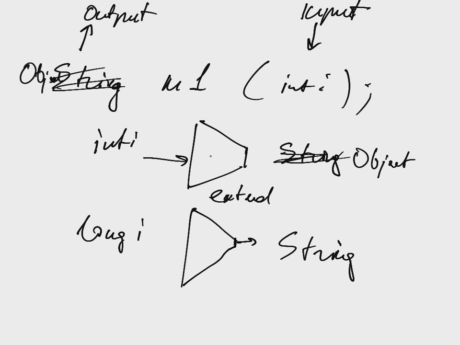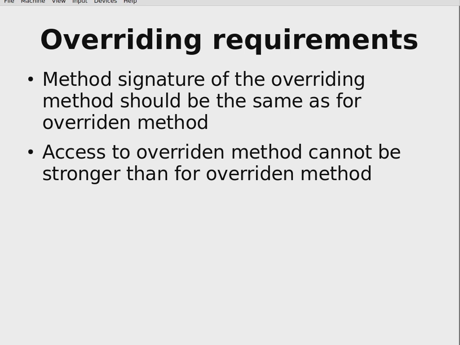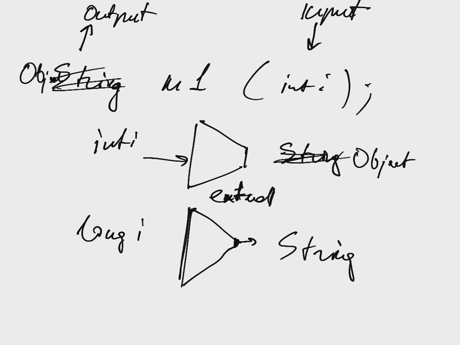Every time you pass some data, return some data, and you extend it or implement, which we'll talk about tomorrow, bigger inputs and smaller outputs will always be okay. And that's how I think you should properly remember. For example, also the access modifier. Access modifier is also input.